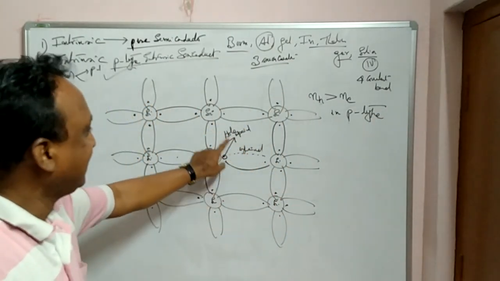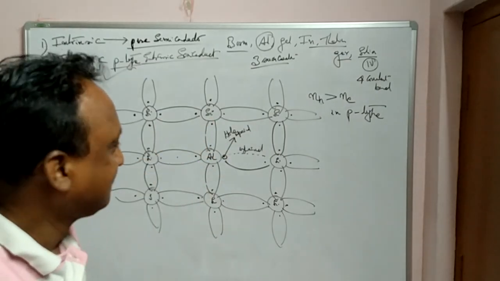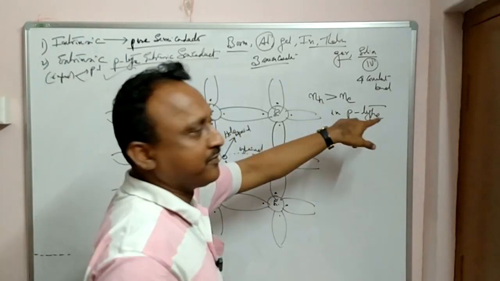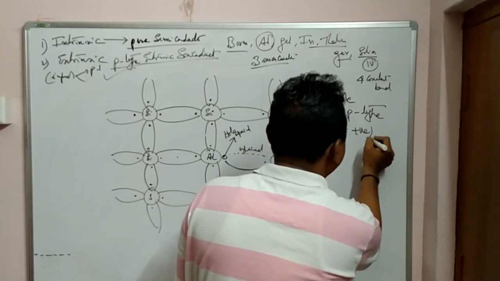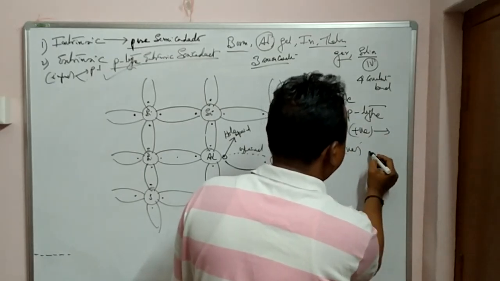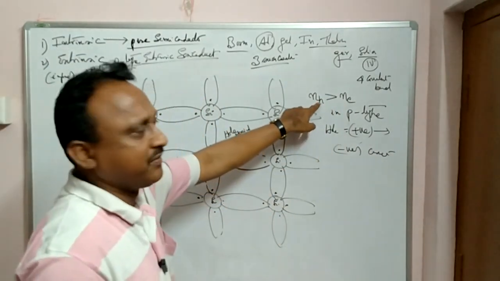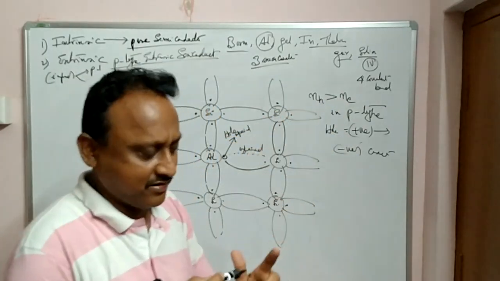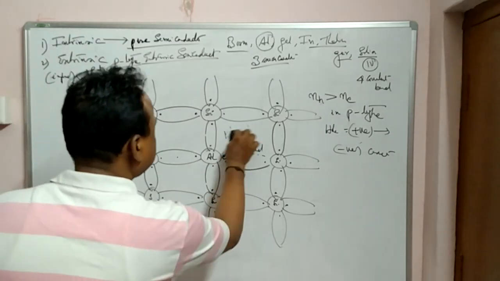Here it is unpaired. It is making only 3 covalent bonds successfully: 1, 2, 3. The fourth one is unpaired. So the number of holes will be more. Holes make hole current. Hole is taken as positive charge, positive current, and electron is taken as negative current. So here the majority charge carriers are holes and the minority are electrons. Clear? Right.